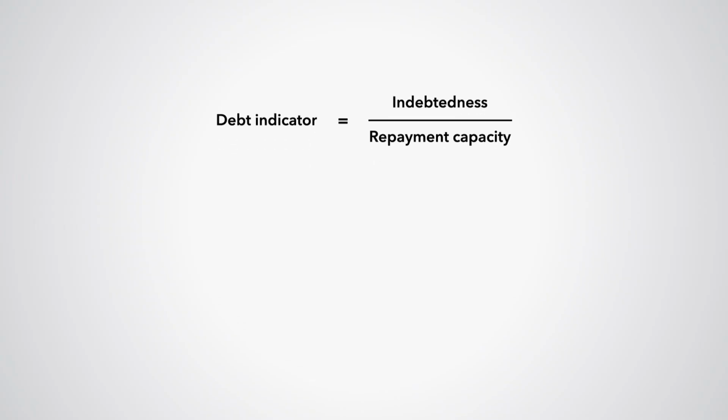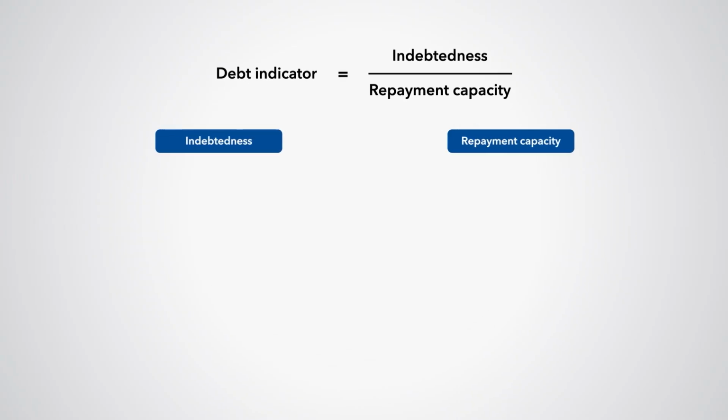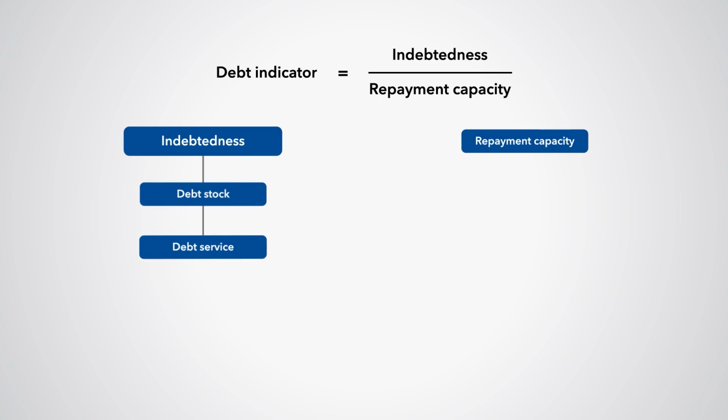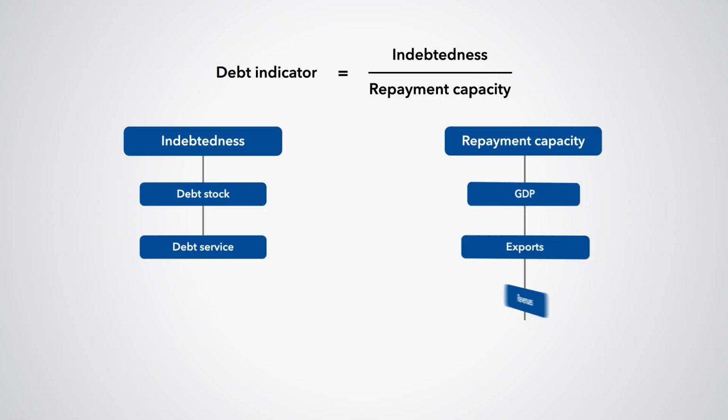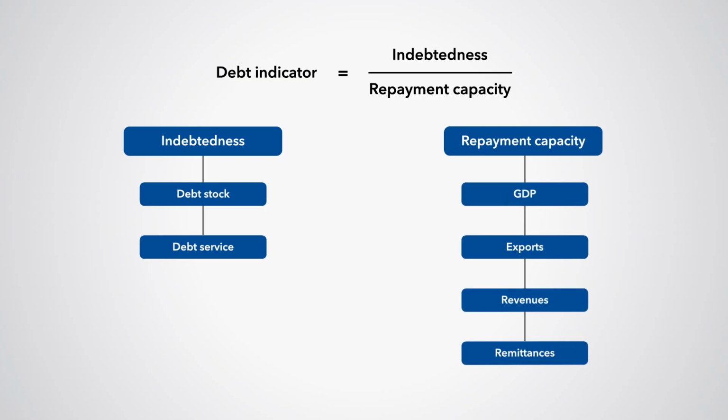Various datasets can be used to calculate the debt indicators. The datasets are grouped into those used for calculating the indebtedness and those used for calculating the repayment capacity. Each of the indicators provides a different perspective on debt sustainability, so it is recommended to use them in combination.